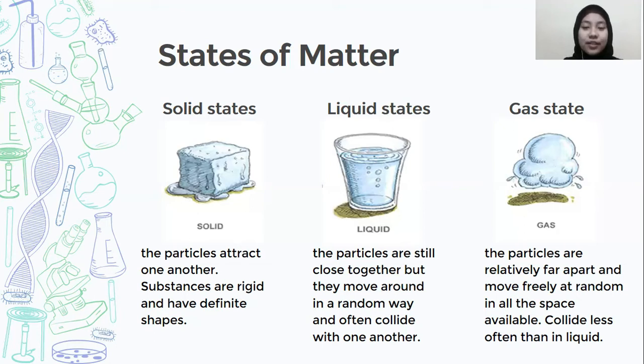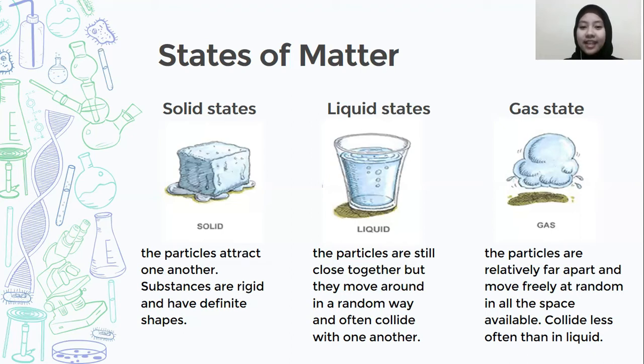The second is liquid state. In a liquid, the particles are still close together, but they move around in a random way and often collide with one another. A liquid flows and assumes the shape of its container up to the volume of the liquid. Liquids are very hard to compress. The individual particles are confined to a given volume. Like a solid, a liquid's volume is slightly affected by changes in temperature.